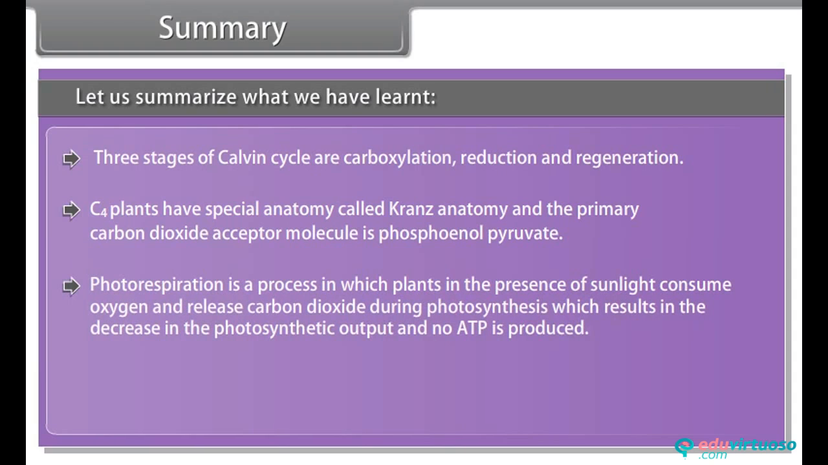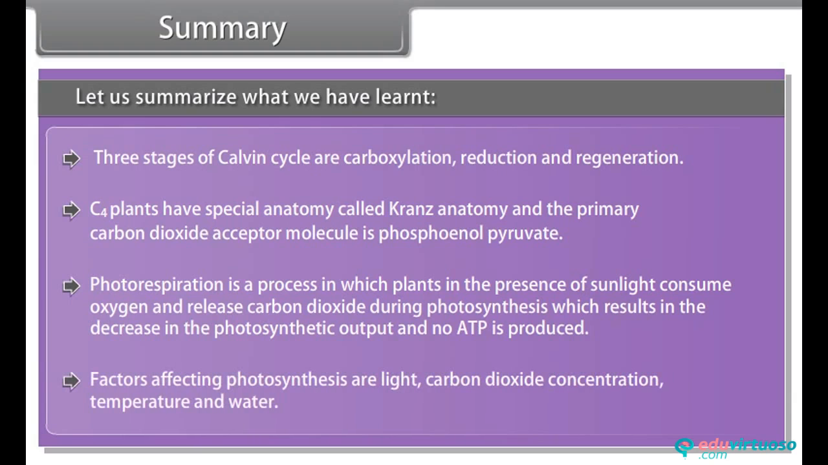Photorespiration is a process in which plants, in the presence of sunlight, consume oxygen and release carbon dioxide during photosynthesis, which results in the decrease in the photosynthetic output and no ATP is produced. Factors affecting photosynthesis are light, carbon dioxide concentration, temperature and water.